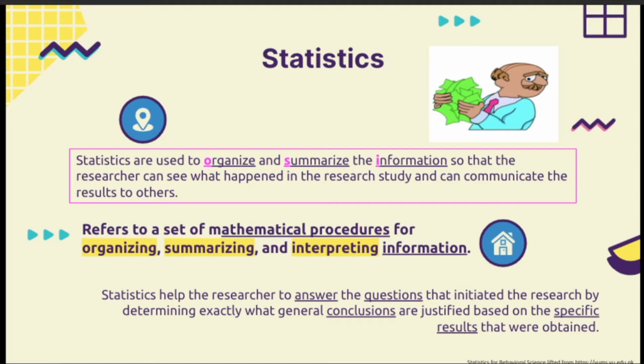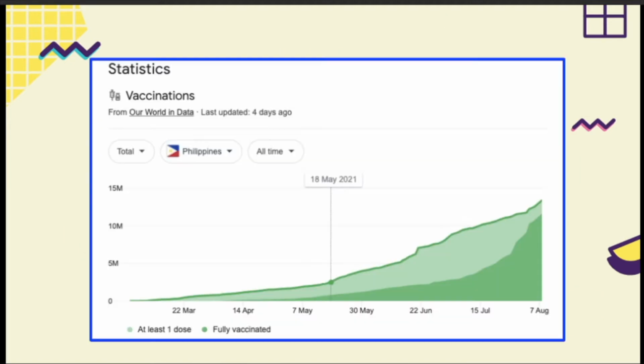When a researcher finishes the task of gathering information, we typically find ourselves with pages and pages of measurements such as preferences, personality scores, opinions, and so on. So this is an example of statistics. For example, we have here the dark green, these are the fully vaccinated individuals in the Philippines. For the light one, these are the people that have at least one dose of vaccine.